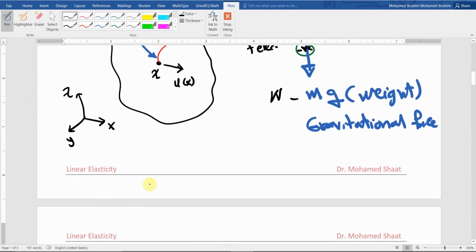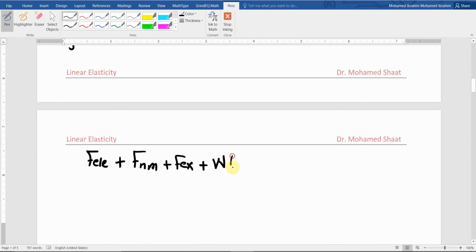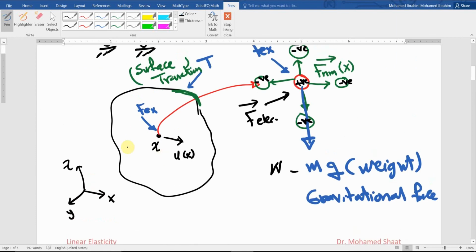But you should understand something here: this is the weight of the particle that is located at point X. This is the external force acting on the particle that is located at point X. This is the interaction force acting on the particle that is located at point X, and so on. All of these are identified for just one particle. But this continuum has so many particles. It is not just one particle.